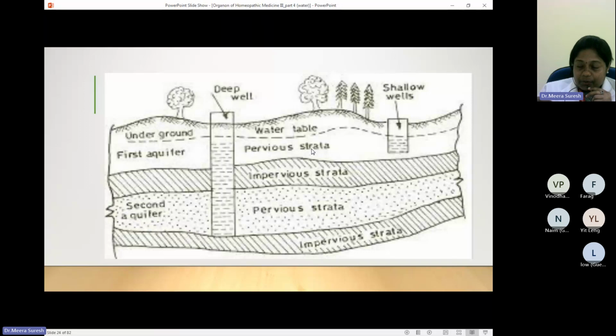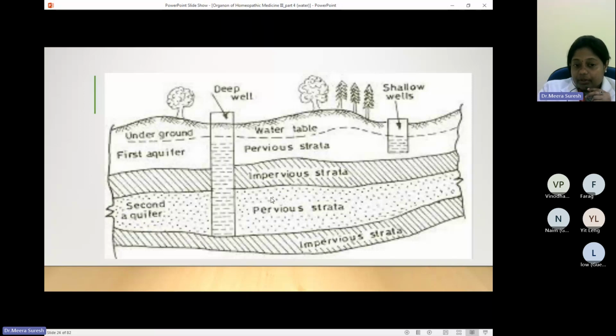This pervious strata layer is formed with clay, gravel and small stones, etc. Under that pervious strata is the impervious strata. The name indicates impervious: it does not allow anything to move through it. So this layer is made of limestones and other very solid rocks, and they are not going to allow the water to pass through. So it is called the impervious strata.